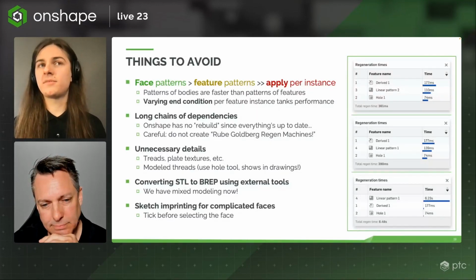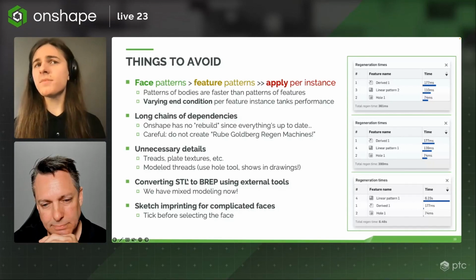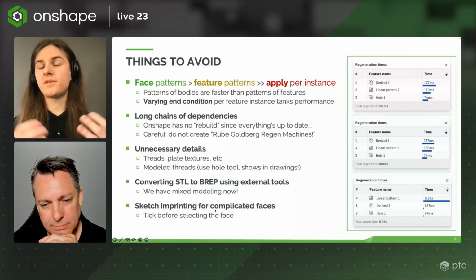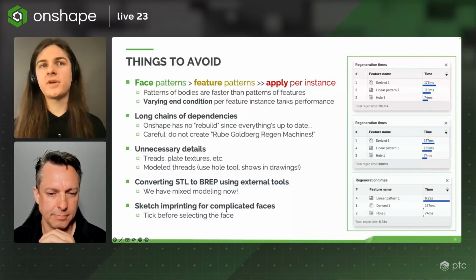Also, now that Onshape has built-in mixed modeling, you don't need to convert STL files to boundary representation using external tools, just upload the mesh and edit. And sketch imprinting for complicated faces. Your sketches can actually take a while to regenerate too, and a way to improve this is to disable imprinting before selecting the face. It'll make it much more responsive.